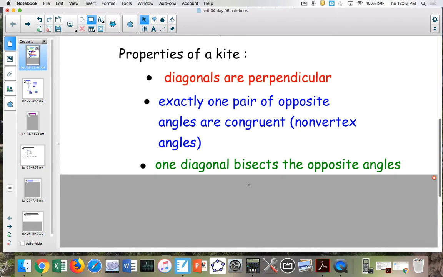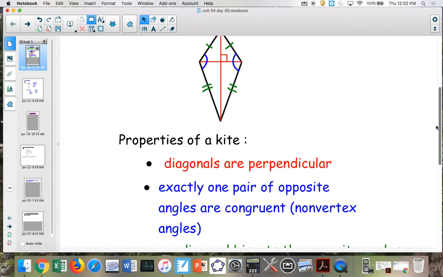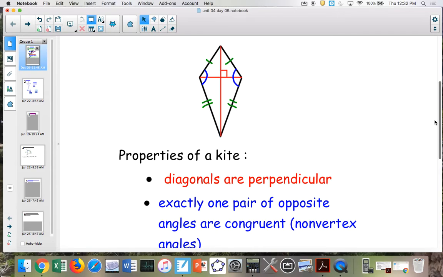One of the diagonals bisects the opposite angles. So in this picture, this angle is equal to this angle. And this one up here is congruent to this one up here. But they're not congruent to each other, so those top two are not congruent to those bottom two.